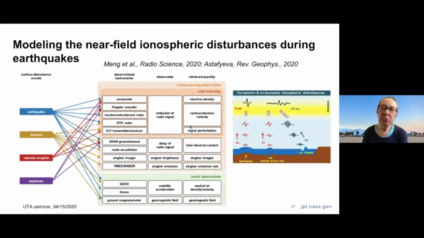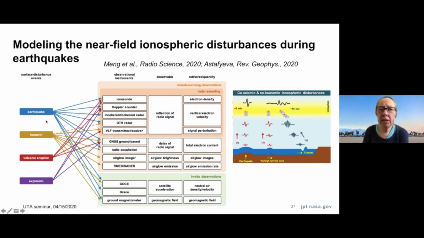Okay, then I'm going to move to another part of my presentation. So we talked about driving of the upper atmosphere from above, but it's also driven from below. The upper atmosphere starts from a little bit under 100 kilometers in altitude, and a lot of stuff is going on below that. There have been a couple of review papers published recently which look at ionospheric disturbances during earthquakes, tsunamis, volcanic eruptions, and explosions. But in our group, we mostly stick to natural hazards.